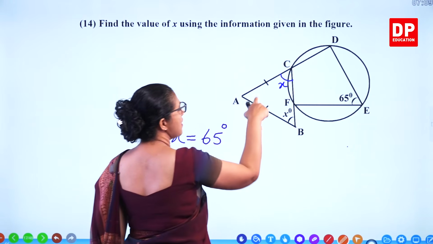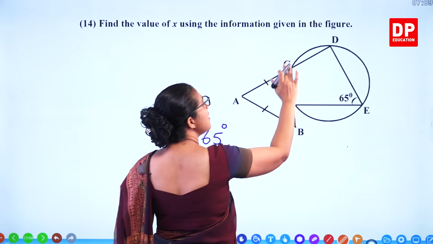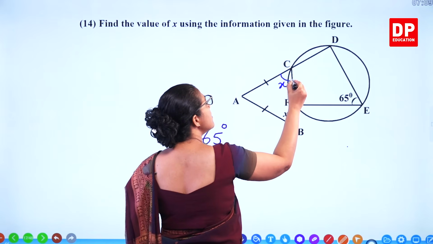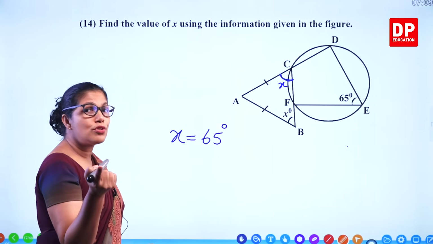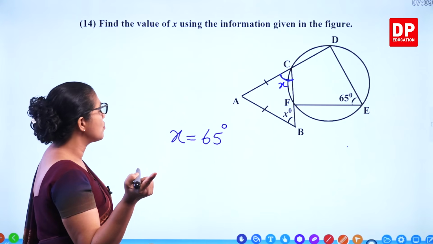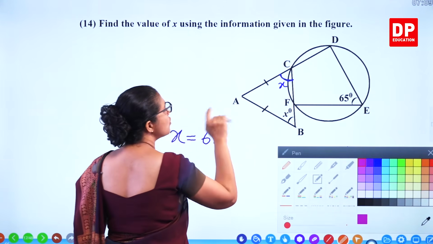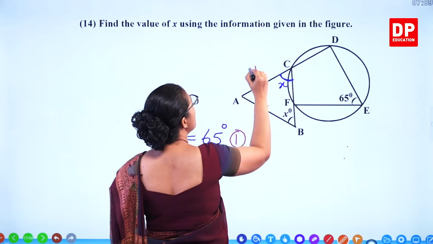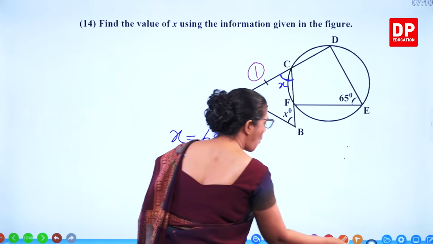Again, this is an isosceles triangle. So if this is x, this is also x. Then CDEF is a cyclic quadrilateral. This exterior angle of the cyclic quadrilateral is equal to the opposite angle. So 65. So identifying, we use two things. Identifying properly is 1 mark, and finding the solution is 1 mark.